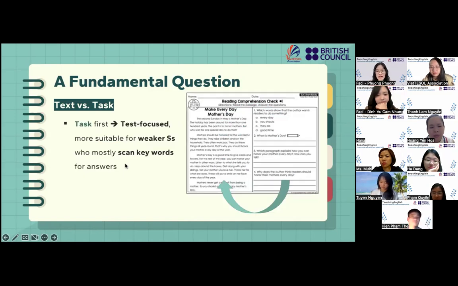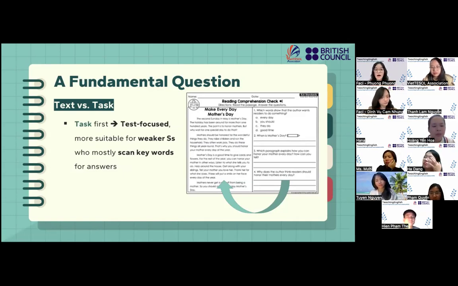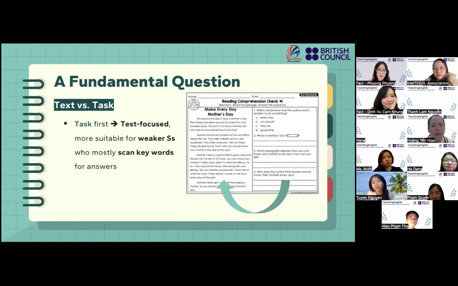If you read the task first, to me, this is a very task-focused kind of reading. In normal daily life, we don't have a task accompanying the text, right? So reading the task first is only usable for different reading tests. Now you have some questions and the student can read the task and identify the keywords and scan for the keywords in the text. And then they can answer the question.